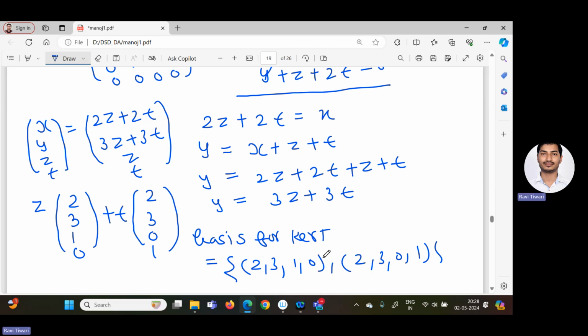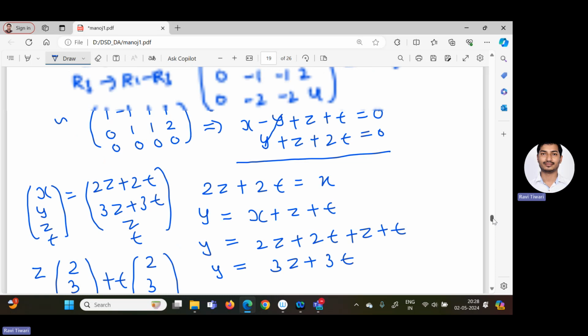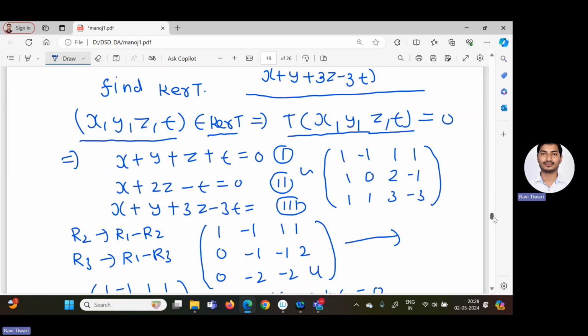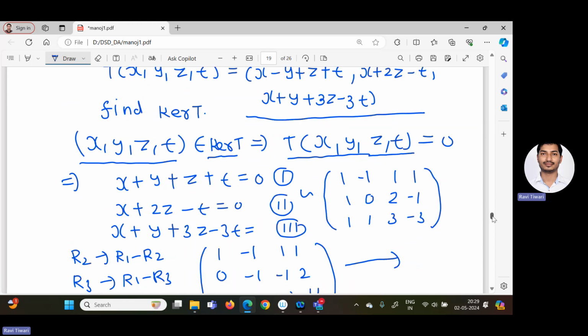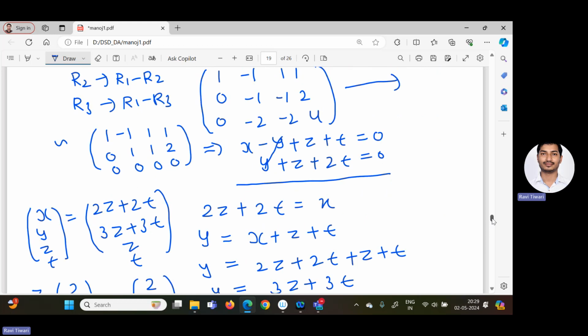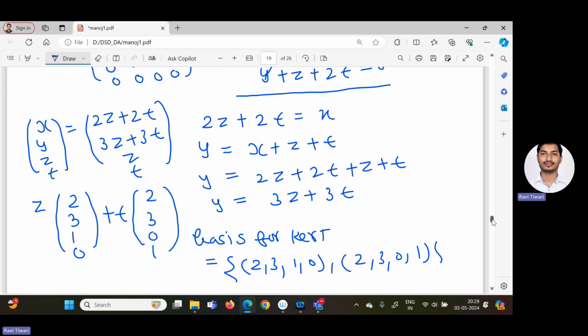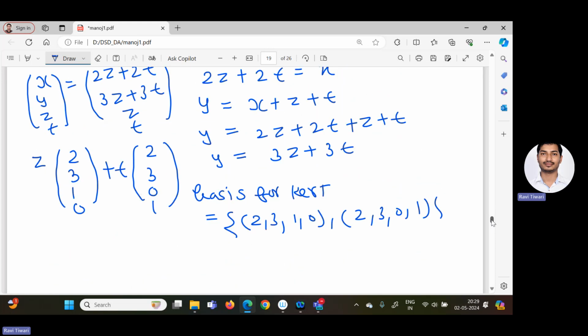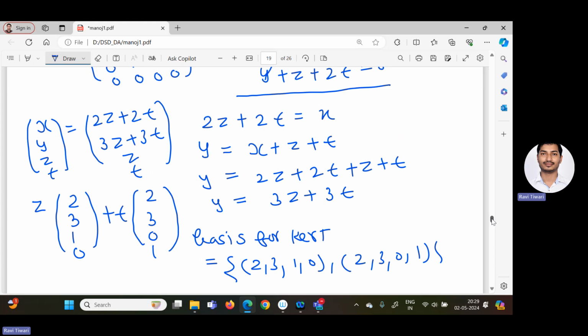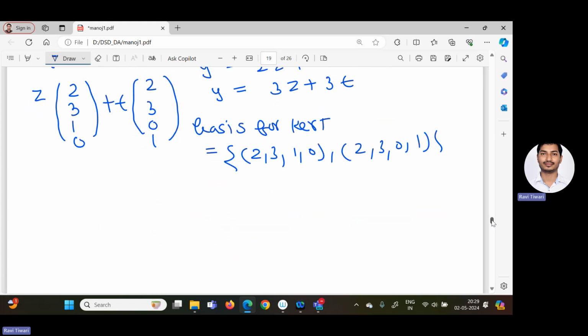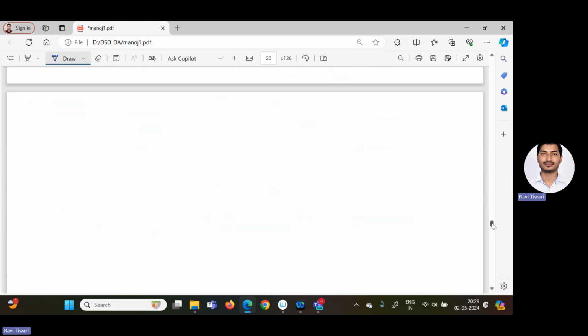So if you are given any linear transformation and you have to calculate the kernel of T, directly equate that image set to 0, and after that you can solve the system of linear equations. Sometimes we can solve it easily by substitution method, and sometimes you can apply row echelon form, and we can get the relation between x, y, z, t. So this will be the basis for kernel T, and the number of elements in the basis is known as dimension. So the dimension of kernel T will be 2, and the basis is 2310 and 2301.